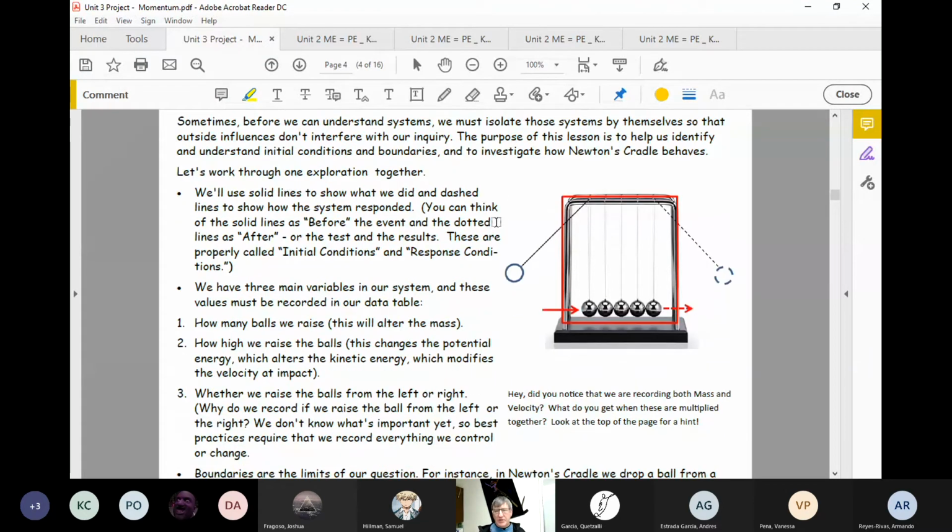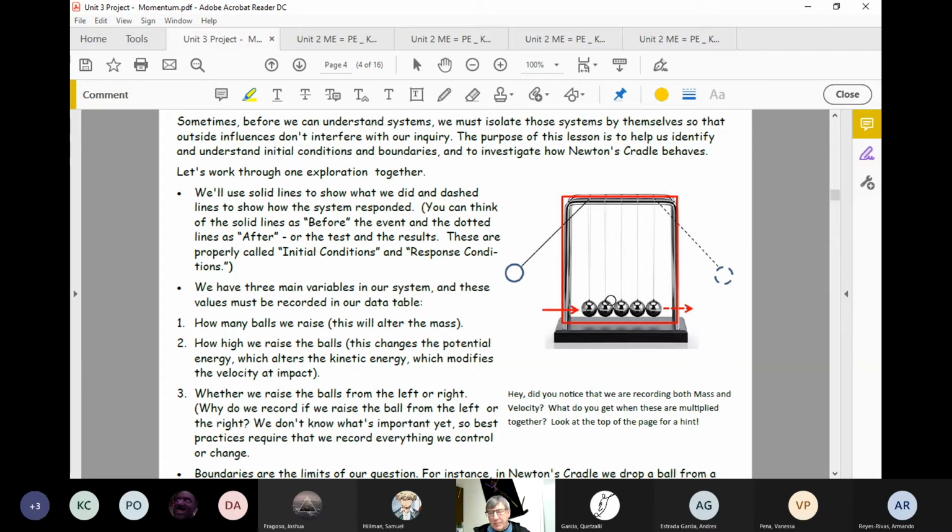At any rate, this kind of repeats some of the stuff we talked about. Solid lines for before, initial conditions. Dotted lines for after, the response conditions. We have a boundary of our system. And notice that the system is not doing anything at first. The balls are just hanging there, until we lift up one of the balls and drop it. That's what we mean by applying a net force. So this is an external force outside of the system that we are applying to these balls.